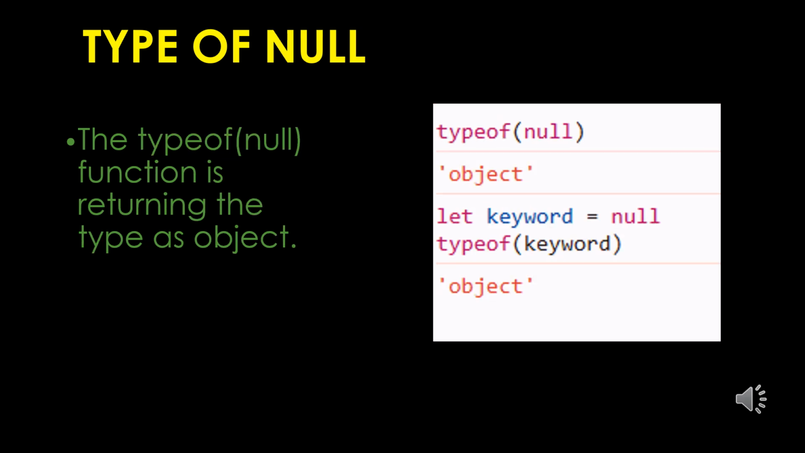Typeof null. So when you are going to check the type of null, it will return object. And when you are storing this null in some keyword or some variable, and you check the type of that particular variable, it will also be written as object. So null belongs to the object type.